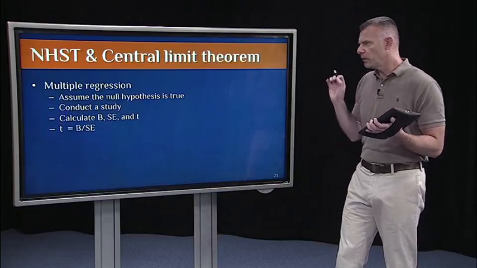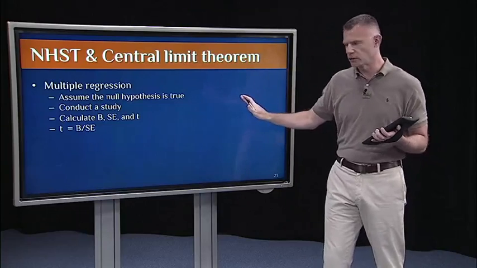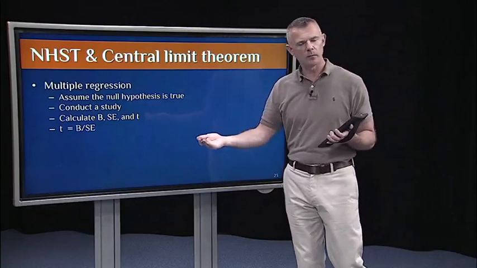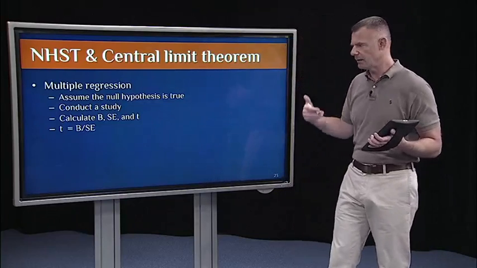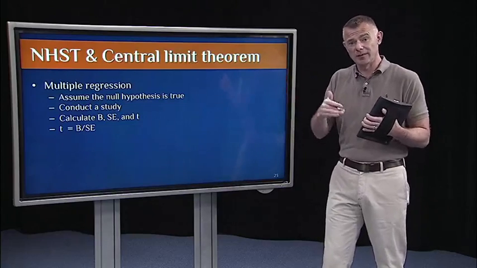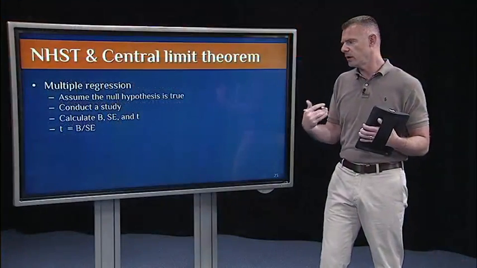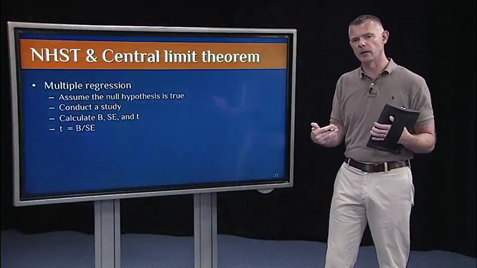So now let's put the central limit theorem together with NHST in the context of multiple regression. This is what we did when we did the regression examples and what we do in lab. If we're doing NHST, then we start with this assumption that the null hypothesis is true, right? That's the game of NHST. You then conduct your study. You can then calculate your regression coefficient, B. You can calculate the standard error of that. And then you can calculate a t-value. And you saw that in the R output. And the t-value is simply the regression coefficient over the standard error.